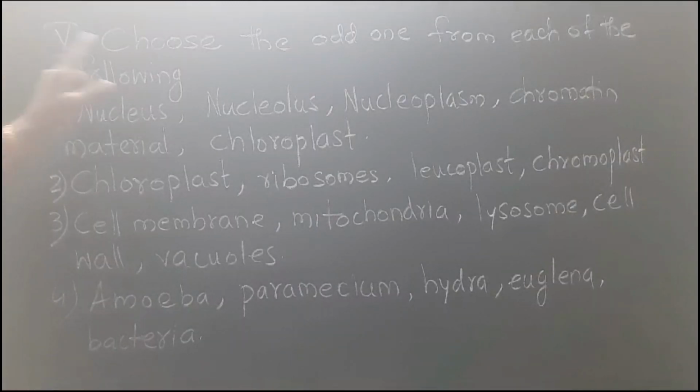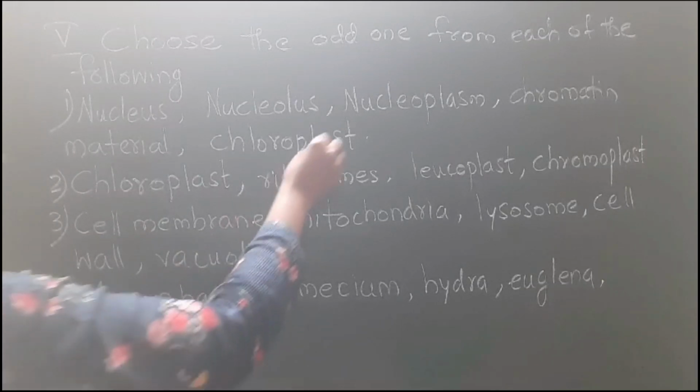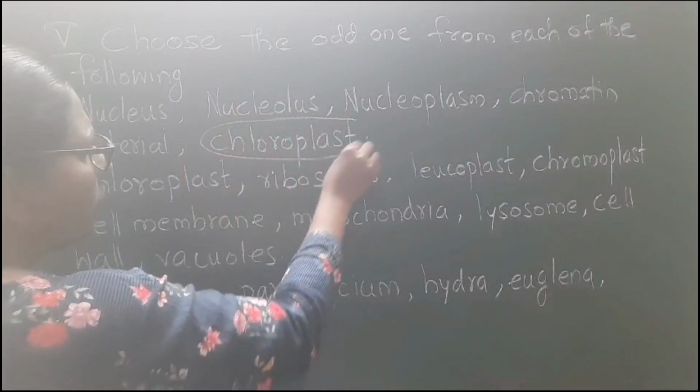Number 5. Choose the odd one from each of the following. Under this title, there are 4 questions. Number 1. Nucleus, nucleolus, nucleoplasm, chromatin material, chloroplast. In this, which is the odd one? That is what we have to see. The answer is chloroplast. This is the odd one.